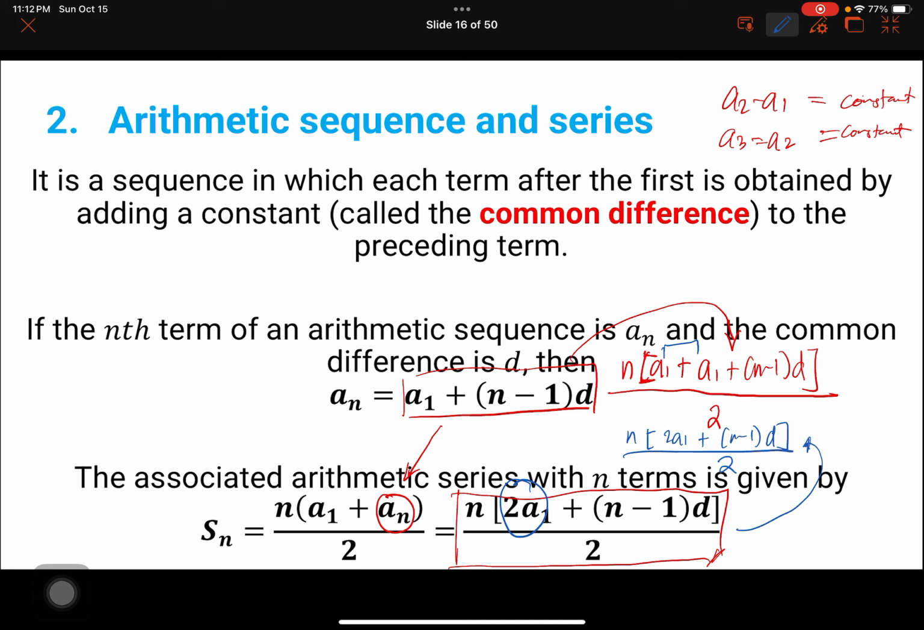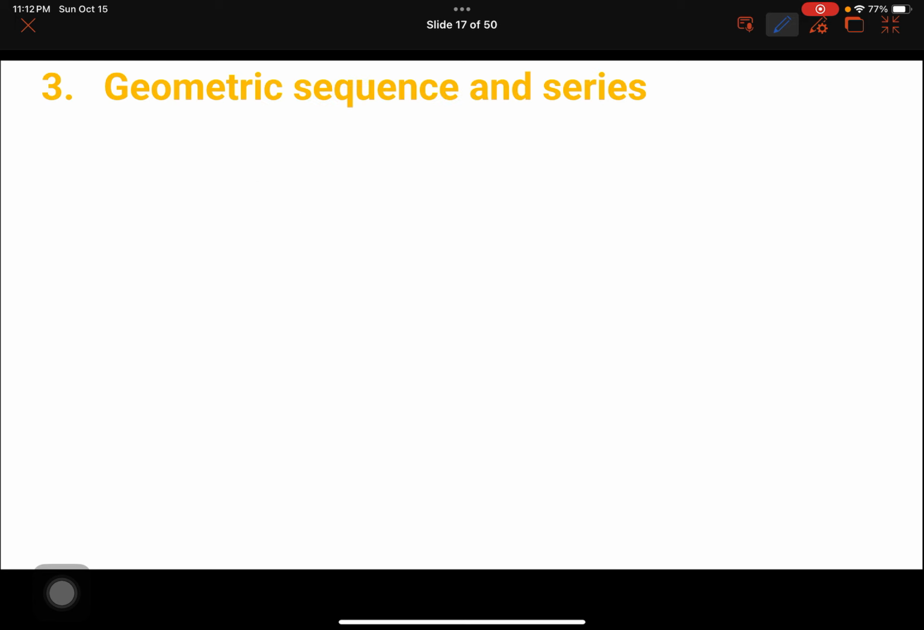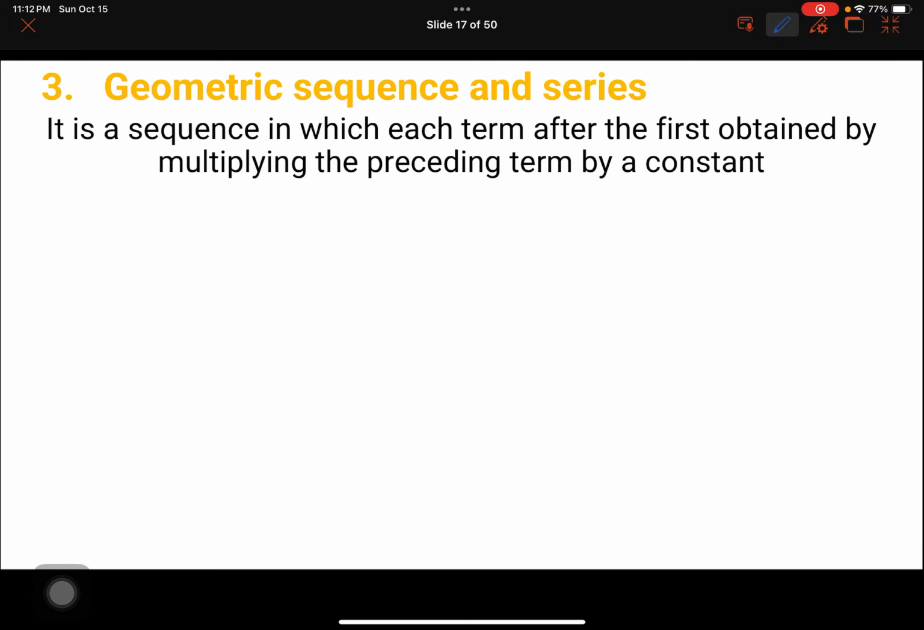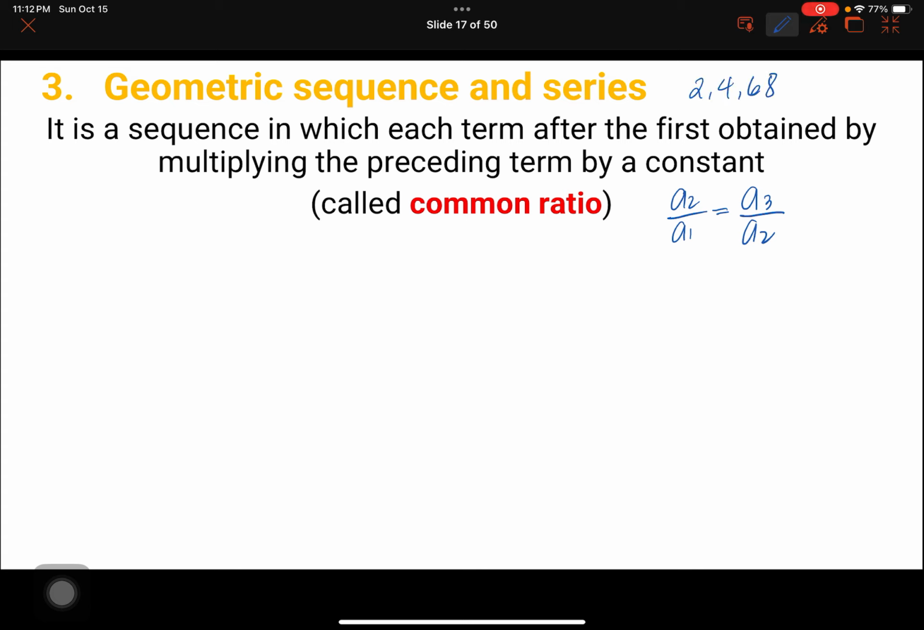Next, third type natin is tinatawag natin geometric. Sa geometric naman, may constant value tayo na tinatawag natin common ratio. Ibig sabihin, a sub 2 divided by a sub 1 ay equal din kay a sub 3 divided by a sub 2. For example, di ba? Meron tayong 2, 4, 6, 8. A sub 2 is 4 divided by 2 is 2. Then a sub 3, rather 8 dapat to.